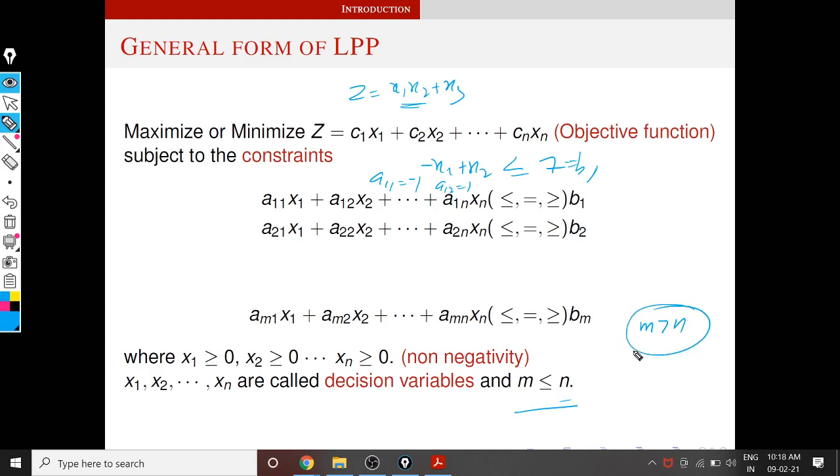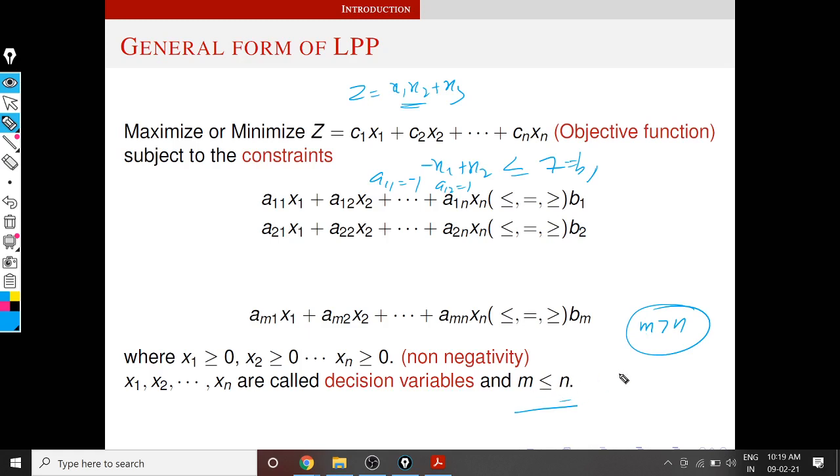Suppose m is greater than n, then using the property of matrices, automatically some equations are redundant. Some equations are redundant means some equations may be linear combinations of other ones, or the system has no solution. So in practical situations, m is always less than or equal to n.